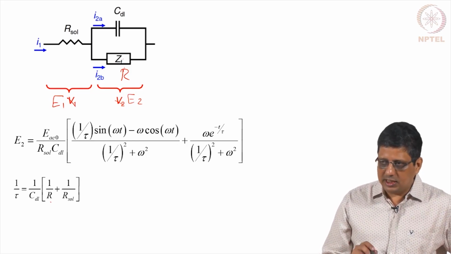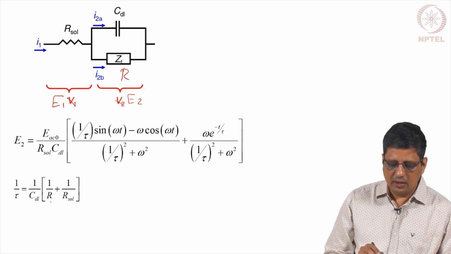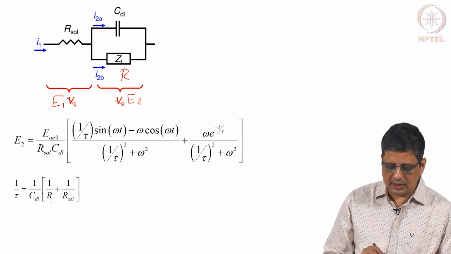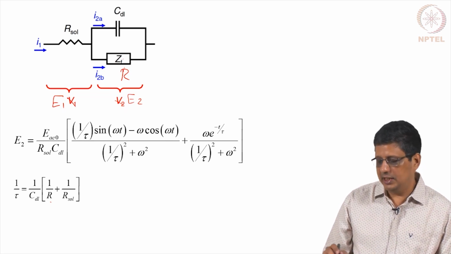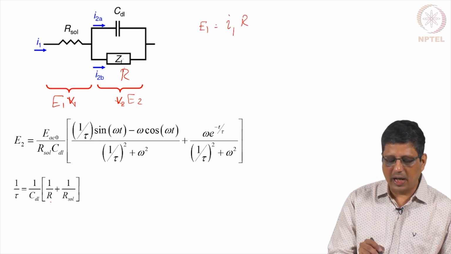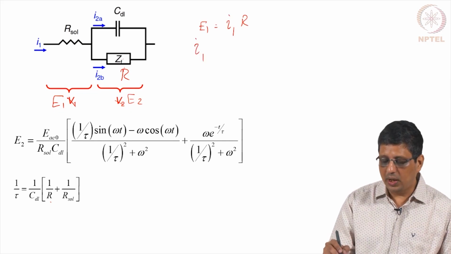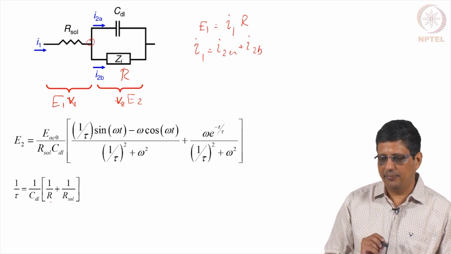Now, the expression is somewhat similar to what you have seen before. So, you have E IC0, R solution and CDL. Previously, this was tau, but now it is a little more complex expression. You have a sine, you have a cosine, and you also have a transient term. You have to write the differential equation. You will have to say E1 is given by I1 into R. Now, I1 is going to be I2A plus I2B, because any current that comes to this point has to either go as 2A or as 2B.